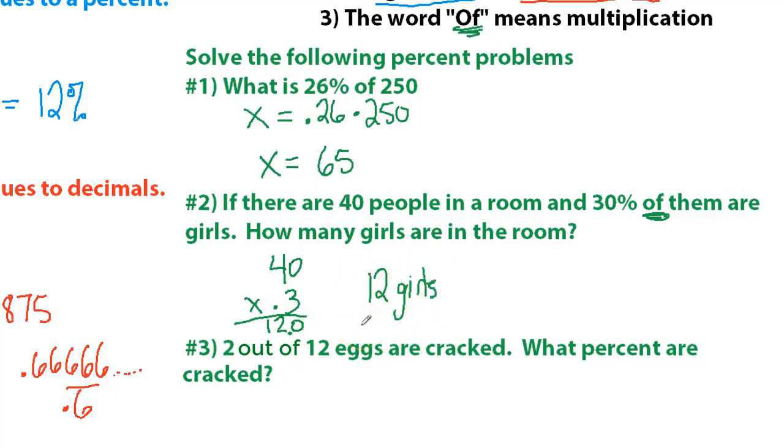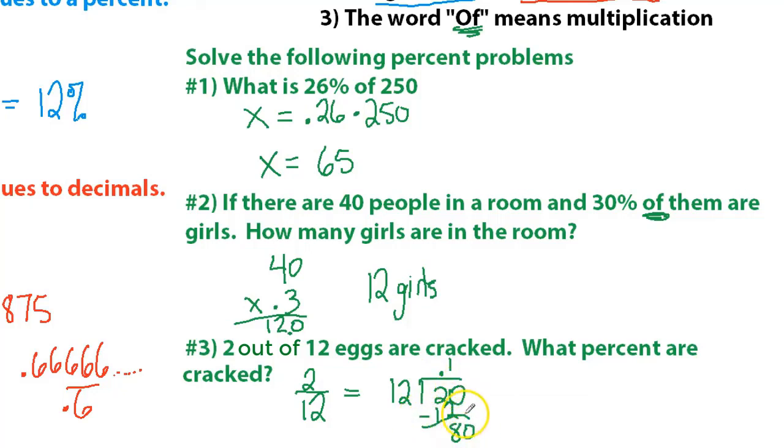The last one, we have 2 of 12 eggs are cracked. What percent is that? Now, 2 of 12 is a fraction, and so to convert this fraction to a percent, we'll actually need to do the division here. I'm going to do 2 divided by 12. Now 12 won't go into 2, so I'm going to go ahead and put a 0 in there. That gets me a decimal place. That's 1. Subtract that out.